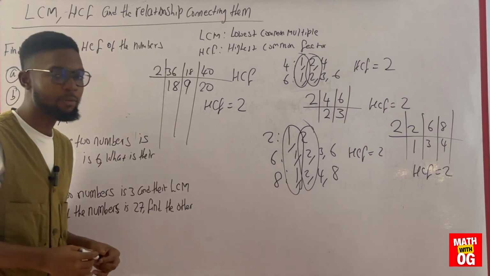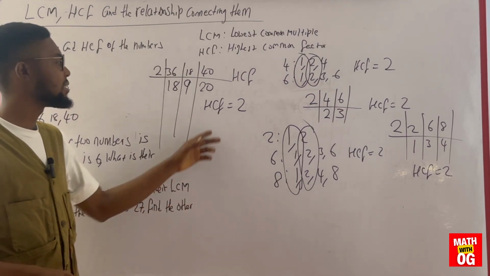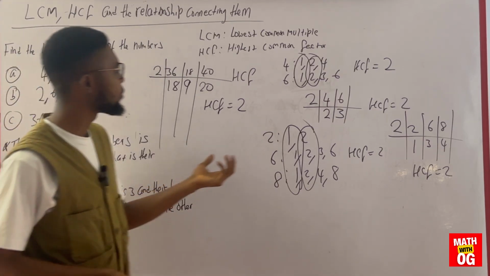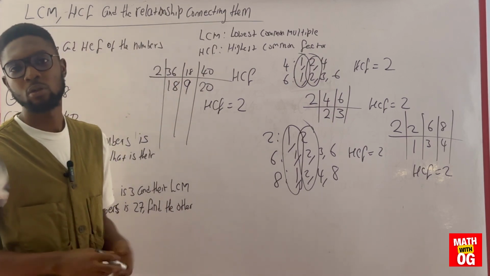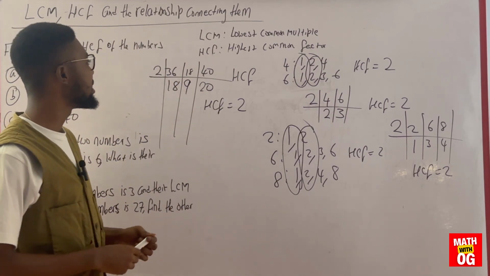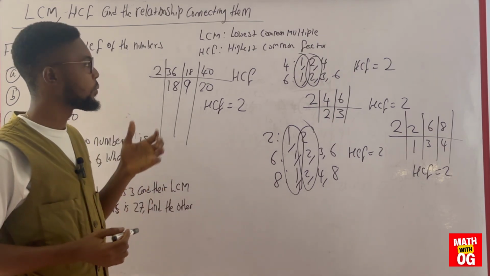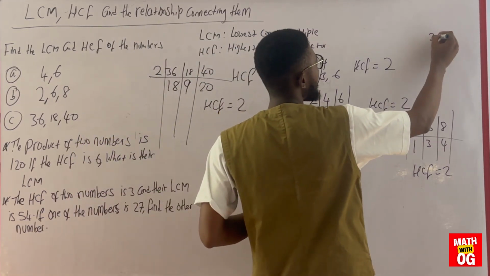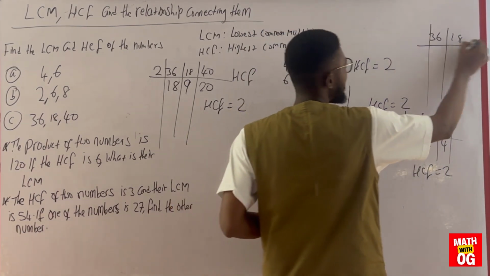Please, there was no point in this video where I mentioned that the HCF is always 2. Coincidentally, we're having HCF to be 2 for the three cases. I think it's best I just formulate a question where the HCF is not 2. For example, look for the HCF of 36 and 18. So there's no 40 anymore. What will be the HCF?